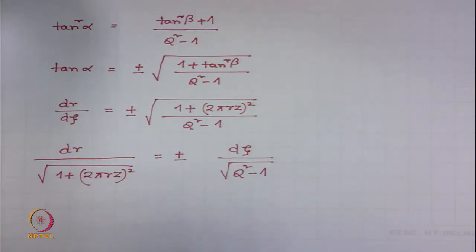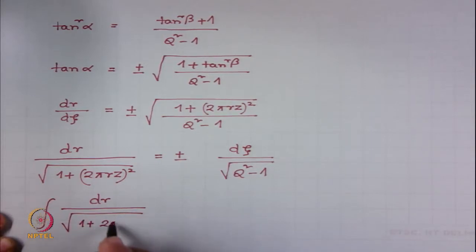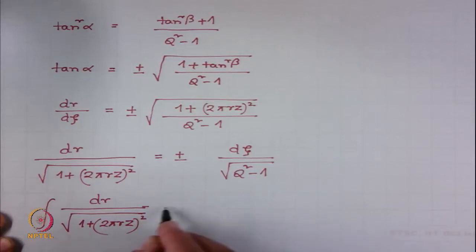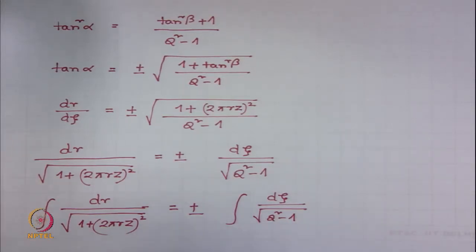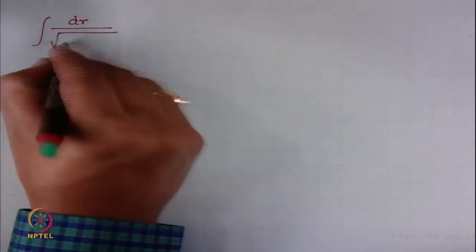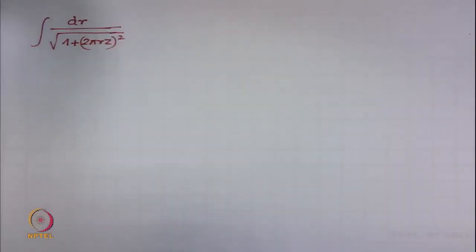So, if we integrate this, plus minus this. So, we need to do this integration. Let us think about this part. So, integration dr by root over 1 plus 2 pi r into z square. How to integrate this?